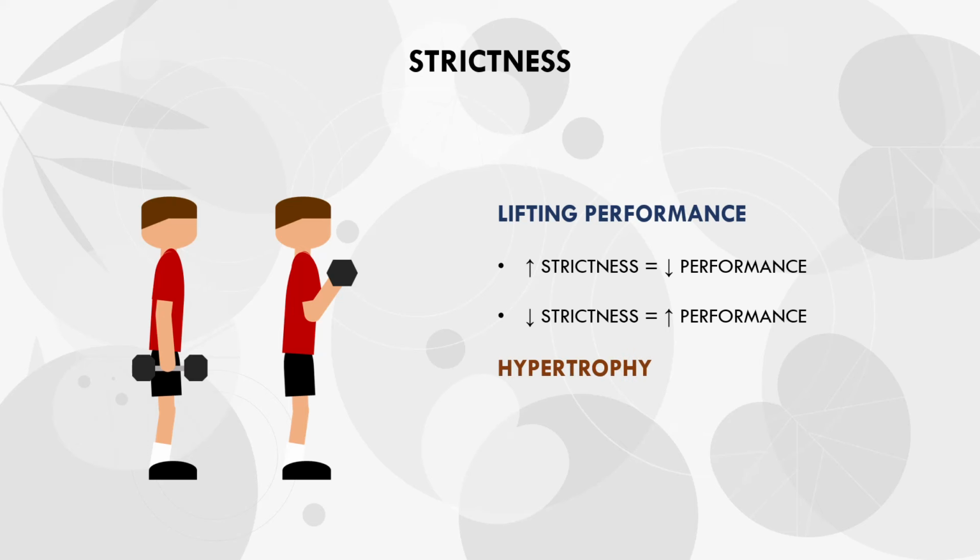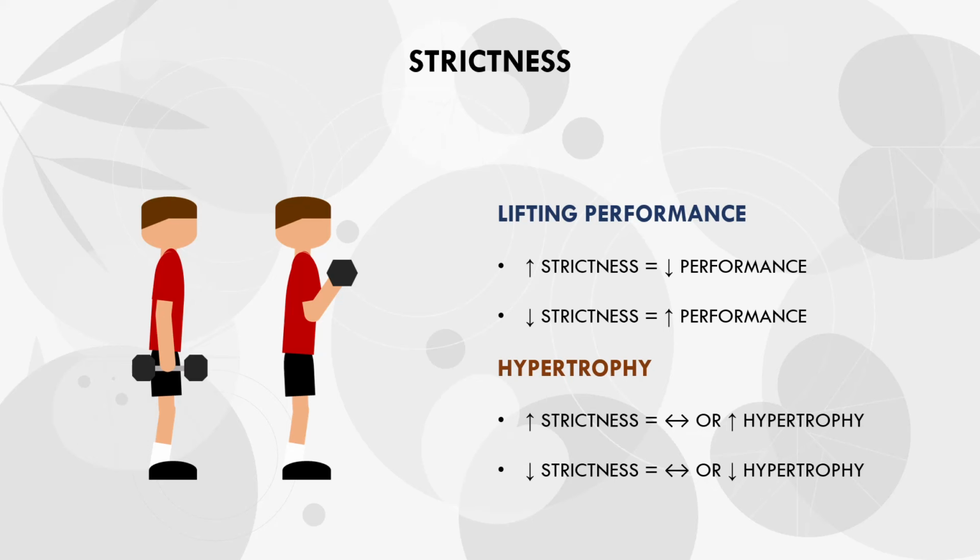However, keeping form strict is probably something we want to do to maximize hypertrophy. This is because using other muscles and joints in an exercise doesn't provide any additional stimulus for the target muscle. All it does is use other muscles or joints which aren't actually the target for the exercise. The argument could be made that this will involve more muscle groups and therefore provide a hypertrophic stimulus to more muscle groups, but this is likely not the case.